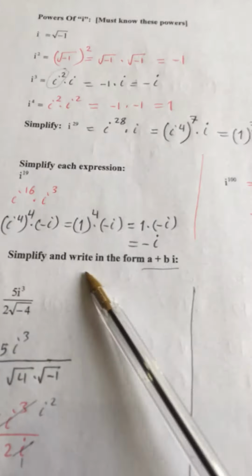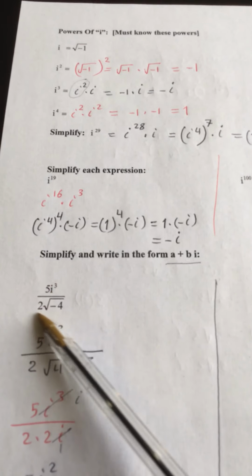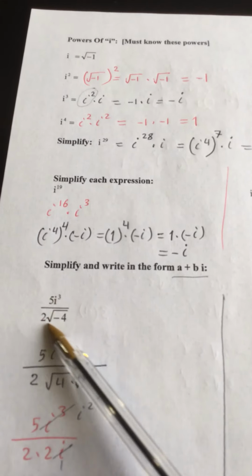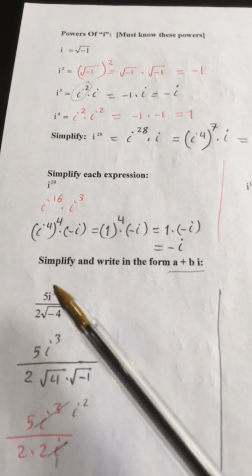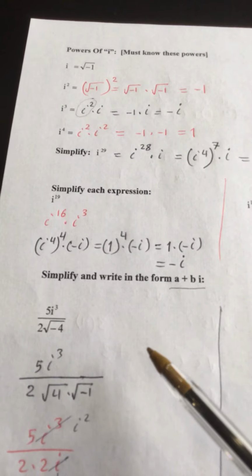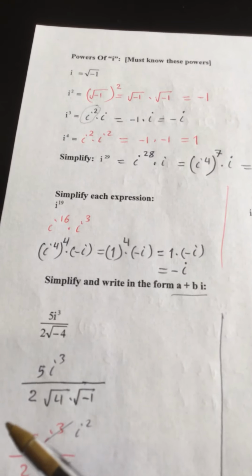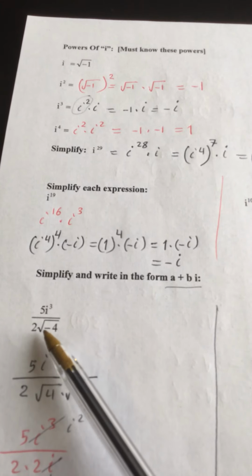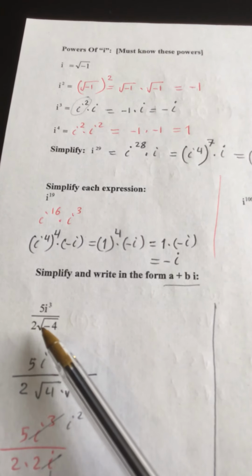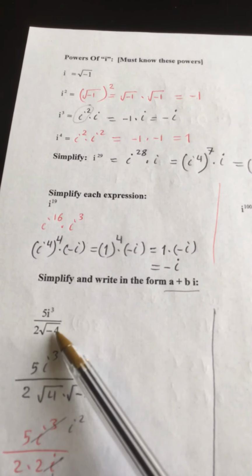Simplify and write in the form a plus bi. So simplify this fraction, which is a complex number. So here, look at the denominator. The denominator consists of one term, which is 2 times square root of negative 4.